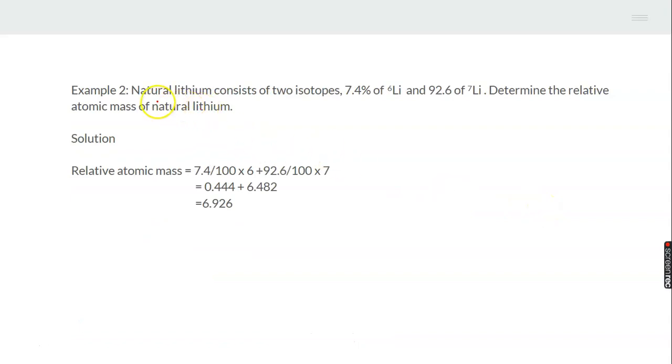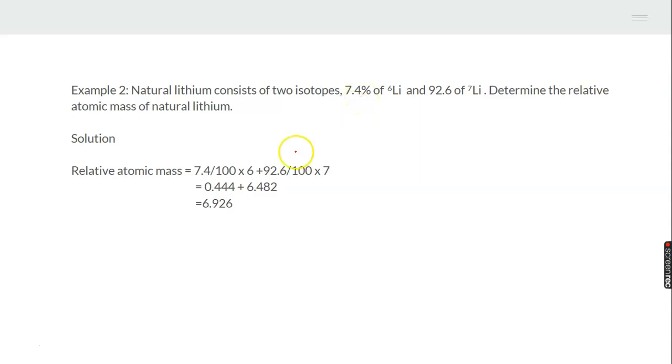Example 2: natural lithium consists of two isotopes, 7.4 of lithium-6 and 92.6 of lithium-7. Determine the relative atomic mass of natural lithium. So to do that, you follow the same procedure. Percentage 7.4 divided by 100. You know, this one is different from the first one we did. This one is in percentage.